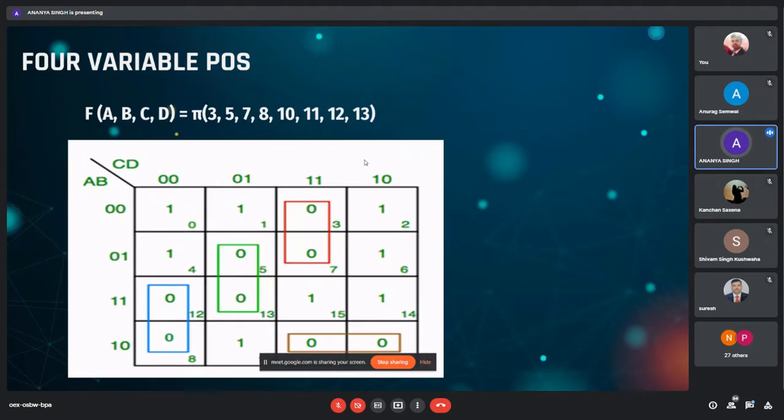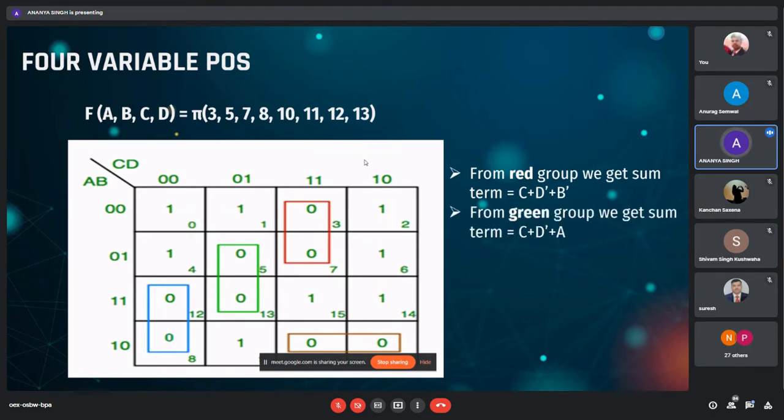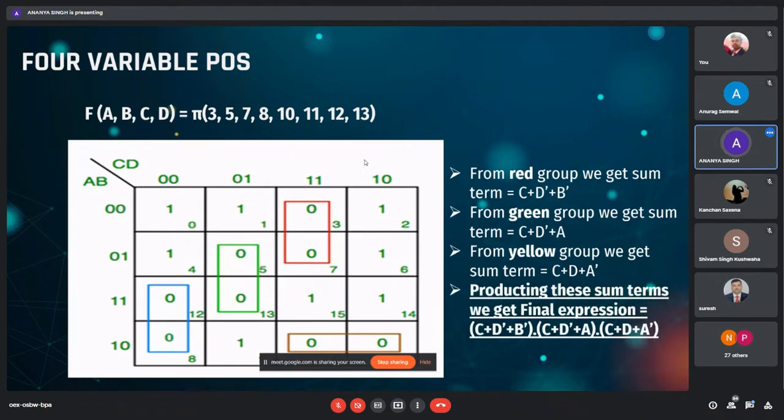And here's a 4 variable POS. From the red group, we get the term C plus D dash plus B dash. From the green group, we get the sum term as C plus D dash plus A. Similarly, from the yellow group, C plus D plus A dash. And multiplying all these terms, we get the minimized expression as (C plus D dash plus B dash) dot (C plus D dash plus A) dot (C plus D plus A dash).